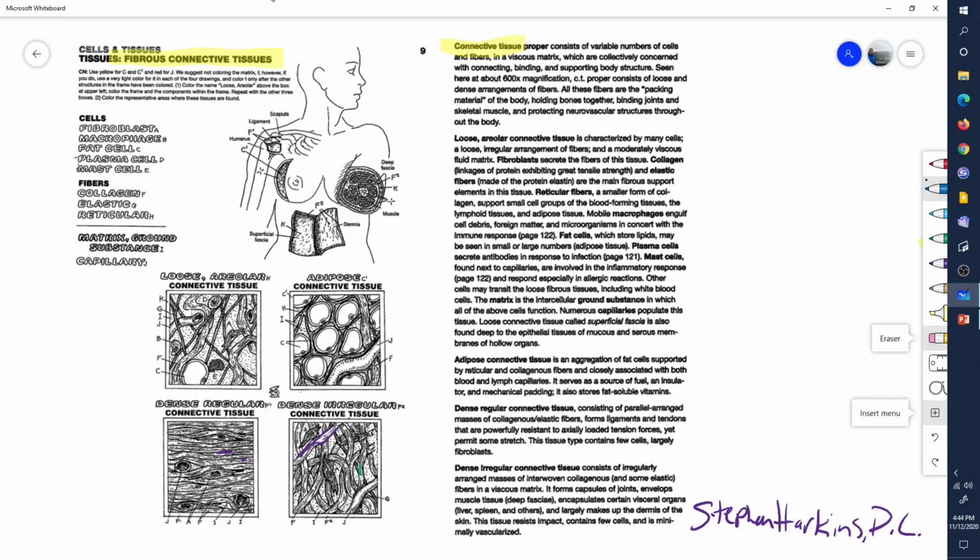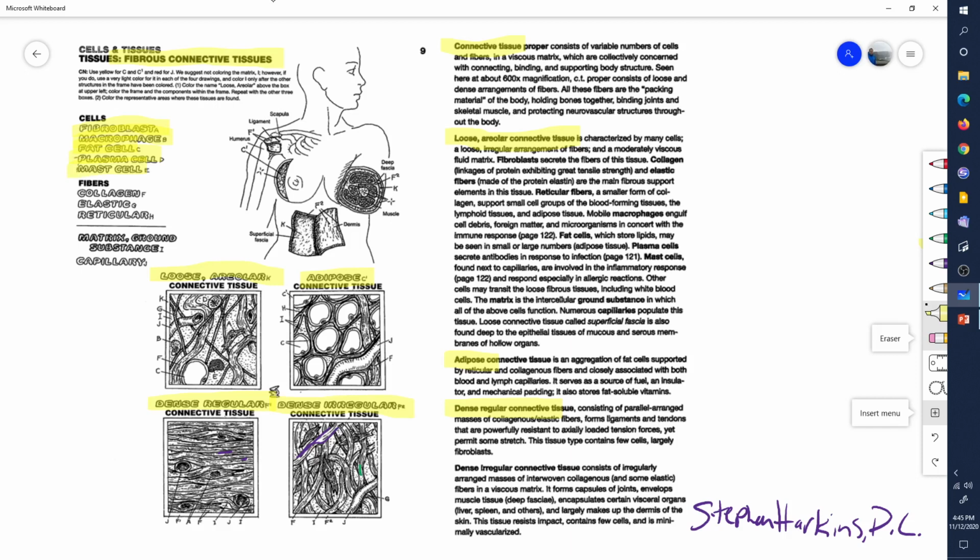Well, let's give you an overview of what we're going to work on. There are 4 basic types of fibrous connective tissue: loose areolar, adipose, dense regular, and dense irregular. There are cells in these tissues, different types of cells. The main types are fibroblasts, macrophages, fat cells, plasma cells, and mast cells, and we'll go over each of them.